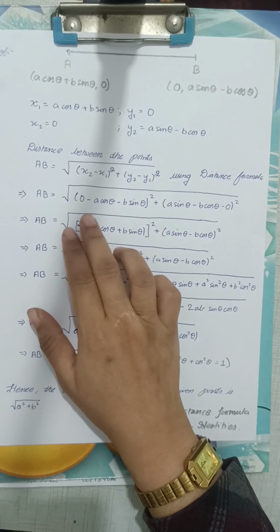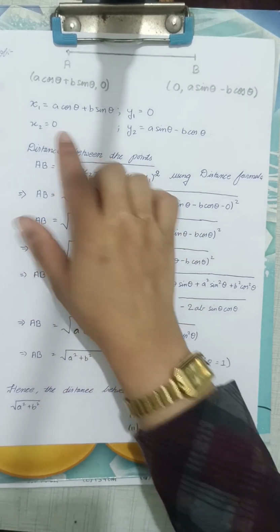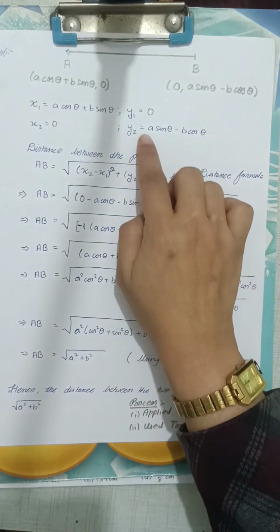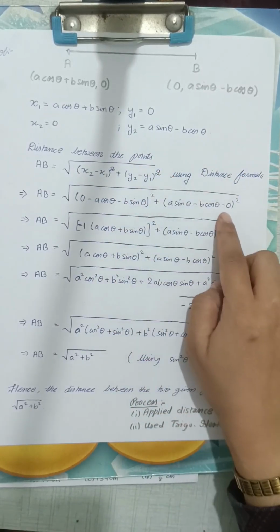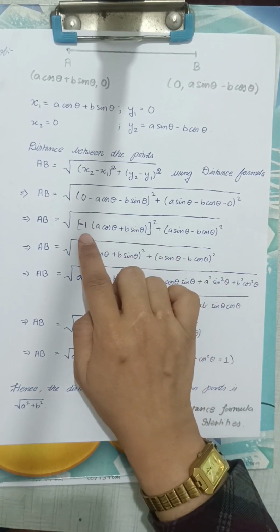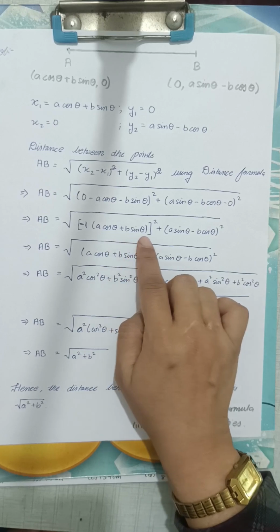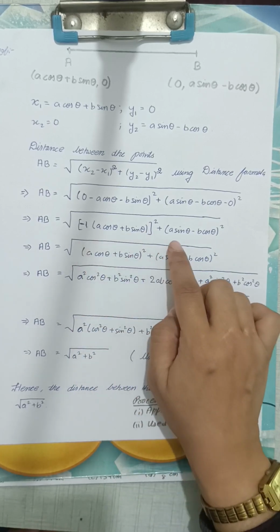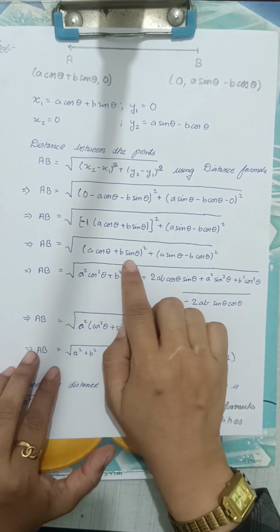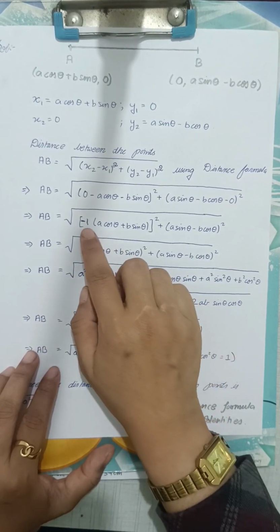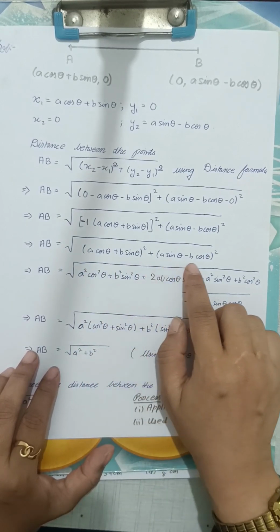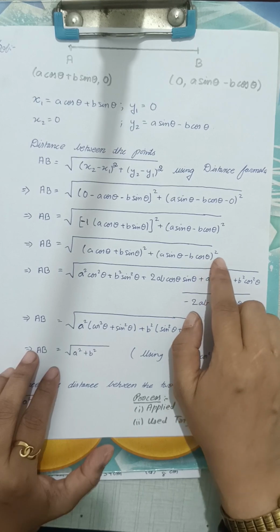So AB is equal to under root of, see here x2 is 0, x1 is A cos theta plus B sin theta. Similarly, y2 is A sin theta minus B cos theta and y1 is 0. So we have applied this. Now you can see minus is in both the terms, so I will take minus 1 common. I will have (A cos theta plus B sin theta) whole square, minus 1 is also there, and (A sin theta minus B cos theta) whole square. So AB is equal to under root of (A cos theta plus B sin theta) whole square, because minus 1 into minus 1 is plus 1, plus (A sin theta minus B cos theta) whole square.